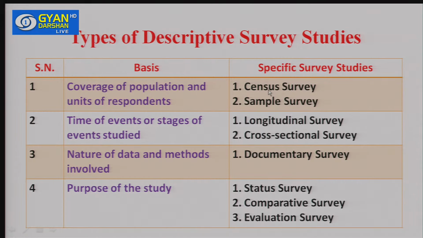We will be discussing the concept of a census survey and sample survey. Then on the basis of time of events or stages of events studied, that may be of two types, that is longitudinal survey and cross-sectional survey. Then further, on the basis of nature of data and methods involved, this is documentary survey research. And further, on the basis of purpose of the study, it may be a status survey or a comparative survey, or it may be an evaluation survey or evaluative research that we say.